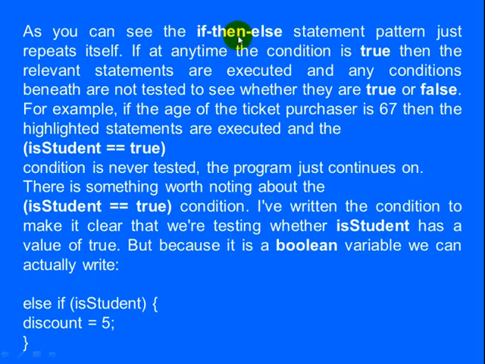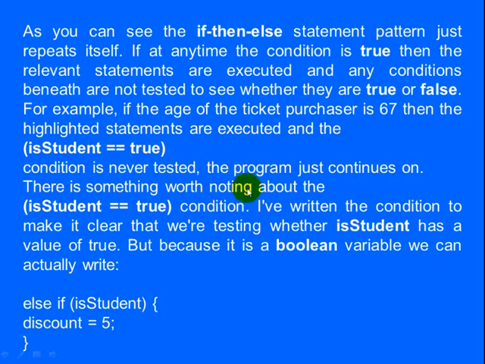As you can see, the if then else statement pattern just repeats itself. If at any time the condition is true, then the relevant statements are executed, and any conditions beneath are not tested to see whether they are true or false. That's an important point. For example, if the age of the ticket purchaser is 67, then the highlighted statements are executed, and the is student equals true condition is never tested. The program just continues on.